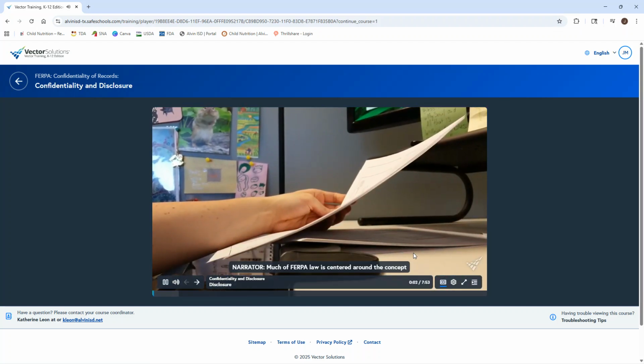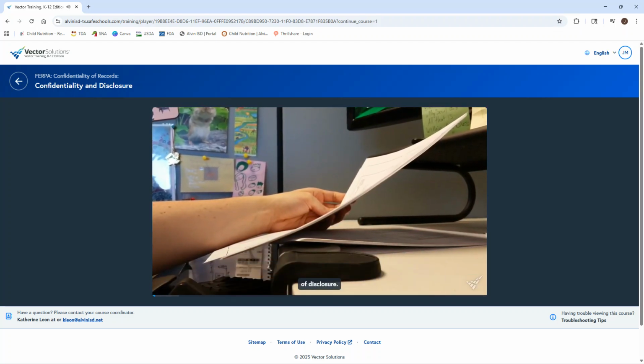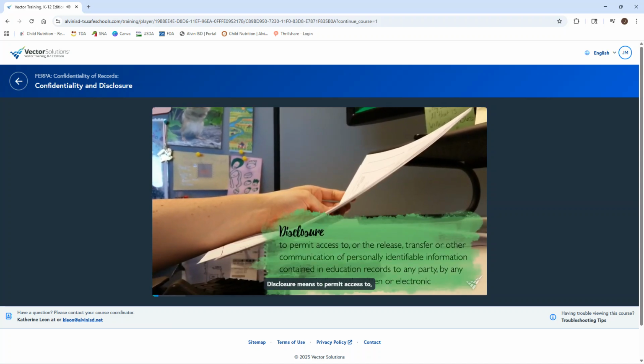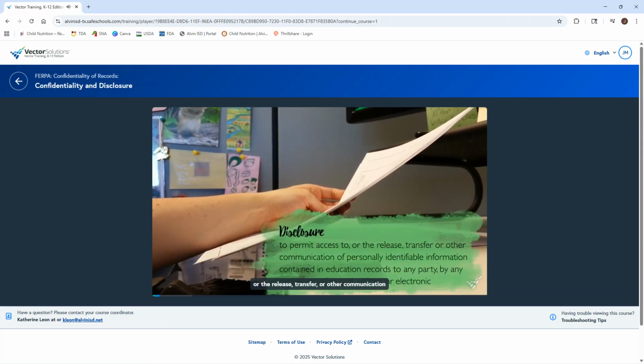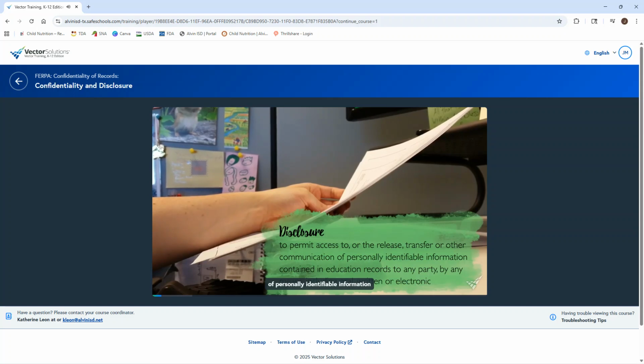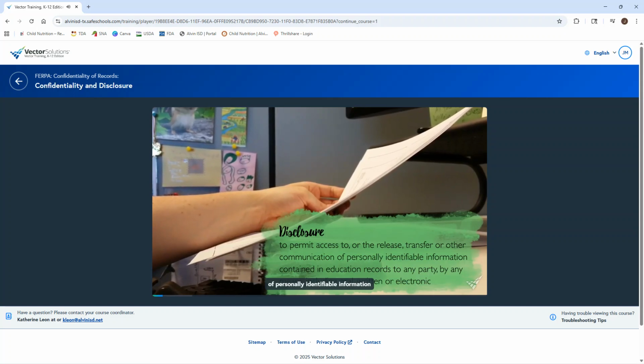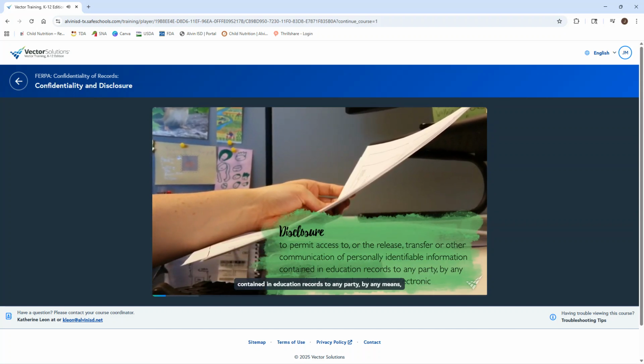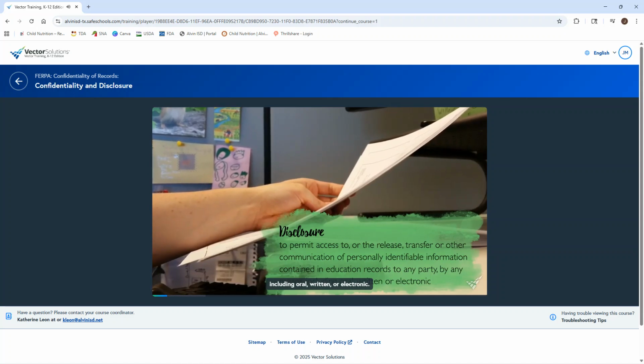Much of FERPA law is centered around the concept of disclosure. Disclosure means to permit access to, or the release, transfer, or other communication of personally identifiable information contained in education records to any party by any means, including oral, written, or electronic.